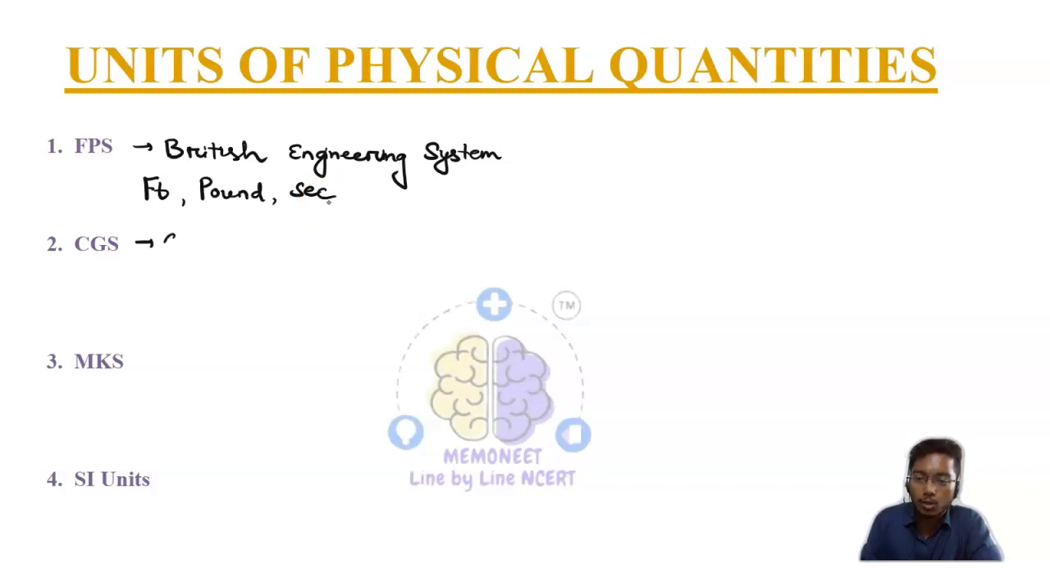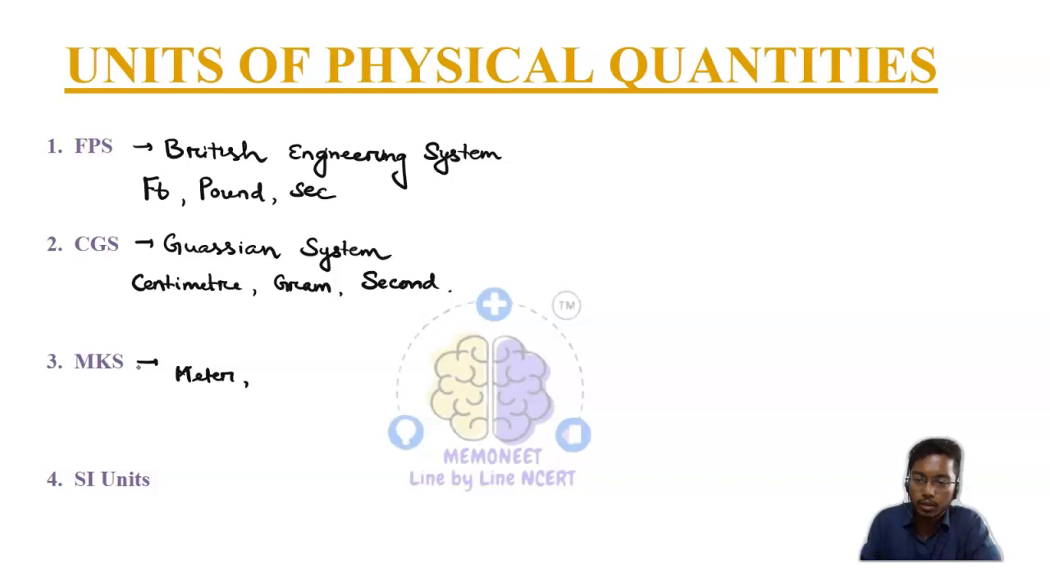Then CGS, it is also known as the Gaussian system. We take the length as centimeter as our unit scale here, then weight as gram, and time as second. Then the third one is the MKS system. In this we take length as meter, then weight as kilogram, and time as second.